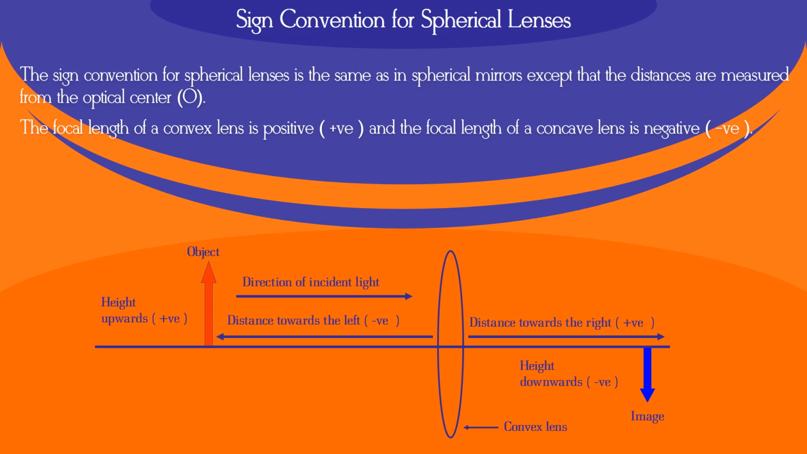Next, distances measured upward and perpendicular to the principal axis are taken as positive. Same way, the distances measured downward and perpendicular to the principal axis are taken as negative. The focal length of a convex lens is always positive, that of a concave lens is always negative. That means the sign convention for the spherical lens is the same as for the spherical mirror, except that the distances are measured from the optical center. That is, the focal length of a convex lens is positive and the focal length of a concave lens is negative.